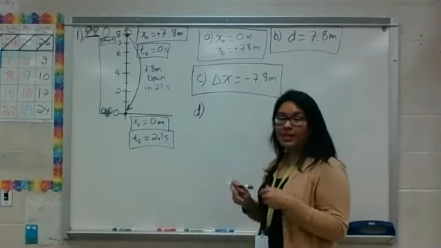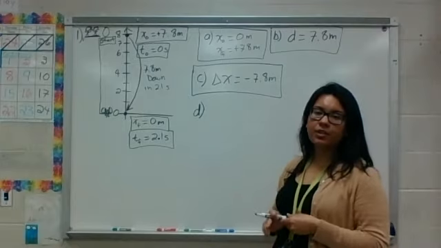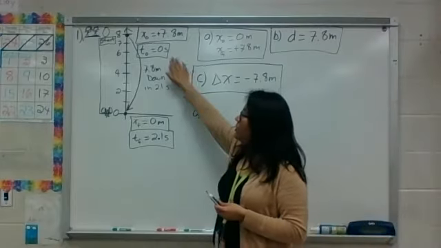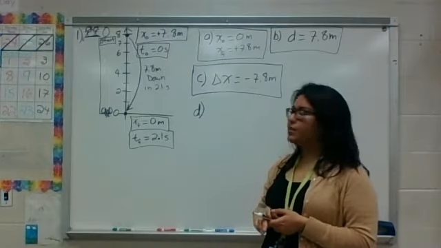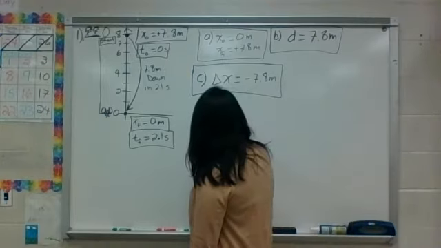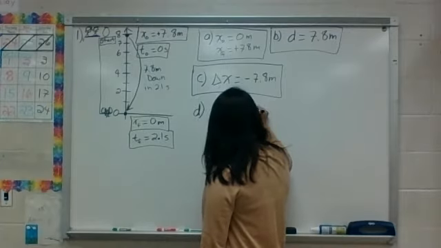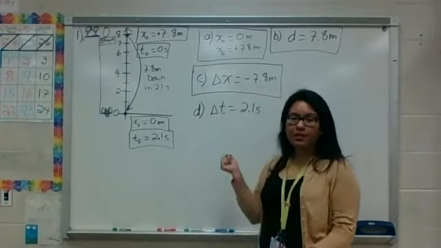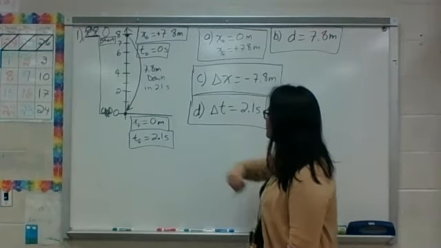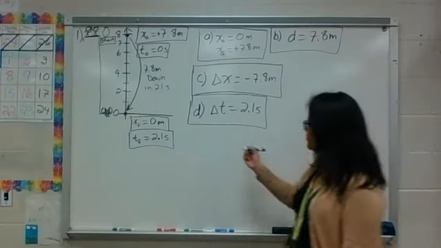Okay, so part D asks us for elapsed time, and we could use that formula. We could plug in the initial and final times, but really because we're always using the initial time as equal to 0, we can just use the final time as our elapsed time. So delta T, or just T, is equal to 2.1 seconds. Right?